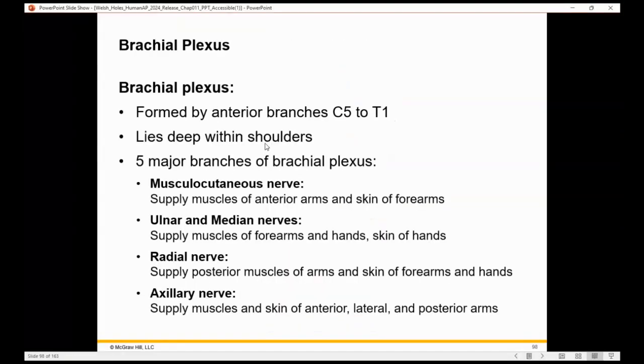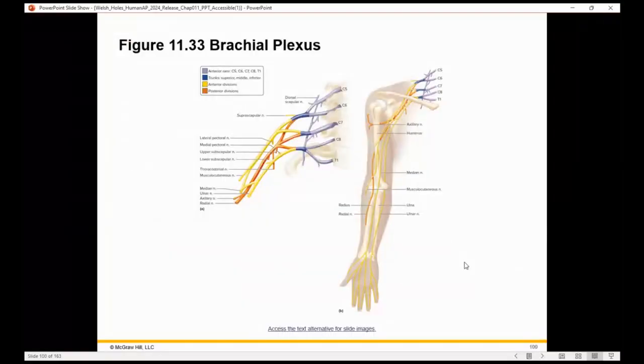The brachial plexus is formed by the anterior branches C5 to T1 and lies deep within the shoulders. There are 5 major branches of the brachial plexus: the musculocutaneous nerve, which supplies muscles of the anterior arms and skin of forearms; the ulnar and median nerves, which supply muscles of the forearms and hands and the skin of the hands; the radial nerve, which supplies posterior muscles of the arms and skin of the forearms and hands; and the axillary nerve, which supplies muscles and skin of the anterior, lateral, and posterior arms. This figure shows you the brachial plexus.